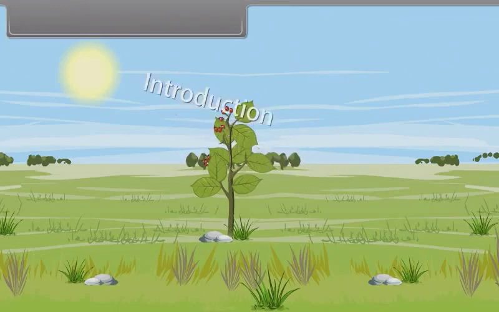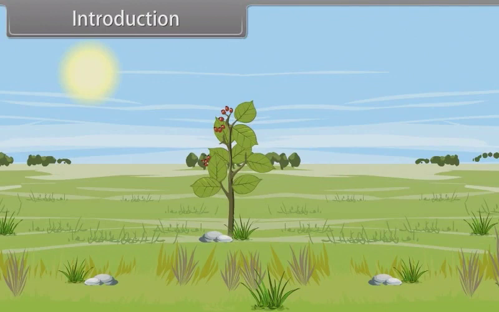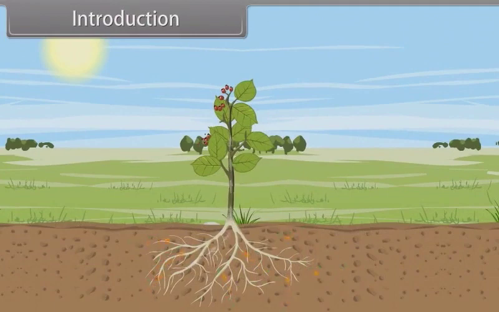Introduction. Hey kids, we have learned so many things about plants. Now we are going to learn mineral nutrients for growth and development and to perform other essential activities for plants. A plant takes most of the nutrients required for metabolic and other activities from the soil.